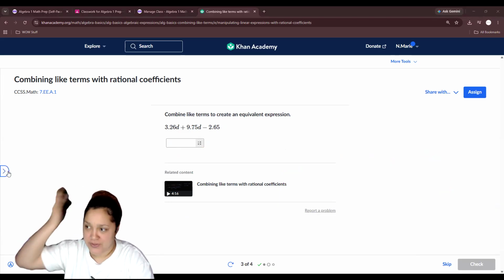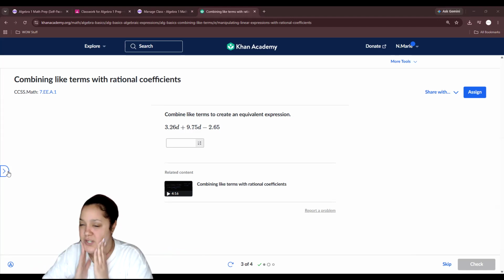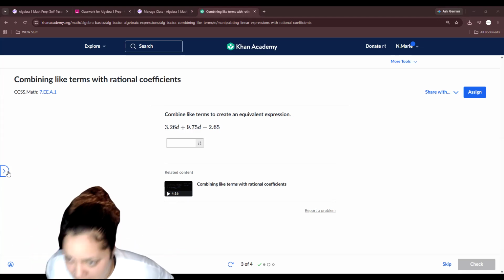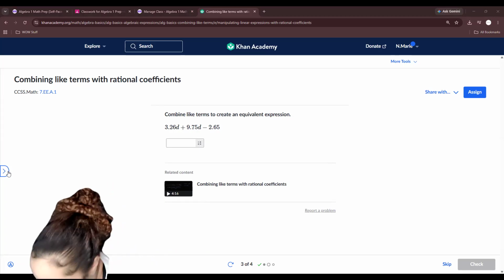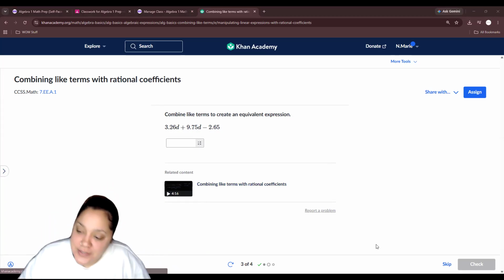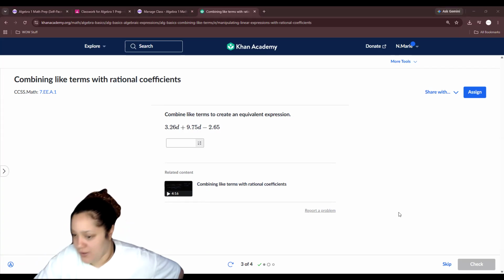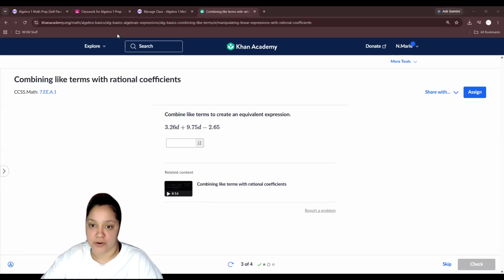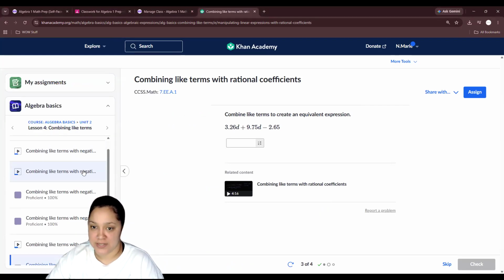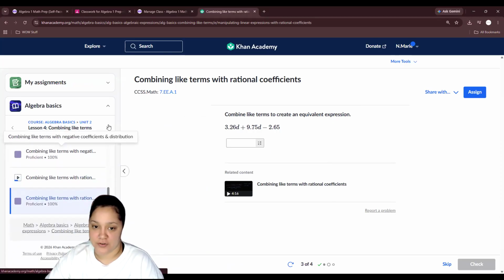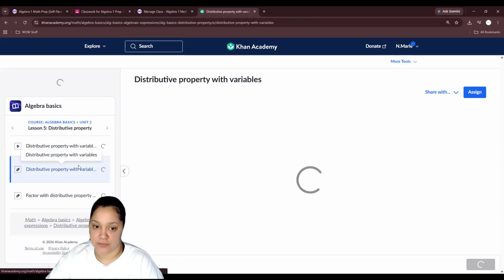Sometimes students have a hard time with these because whenever students see decimals and fractions, they automatically think they can't do it. They automatically get overwhelmed and say they can't do it. It's the same thing. It's just you have decimals and fractions. So make sure you know and you're very comfortable with decimals and fractions outside of combining like terms. You want to be able to do them on their own first.